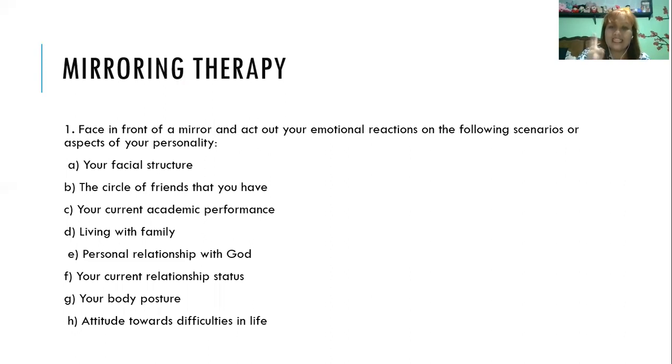And then the second one is that you must think about the circle of friends that you have. It is not really important if you have one best friend or lots of friends, but just remember the persons that mean a lot to you. Third is your current academic performance. How well are you doing in school? And then fourth is living with a family.